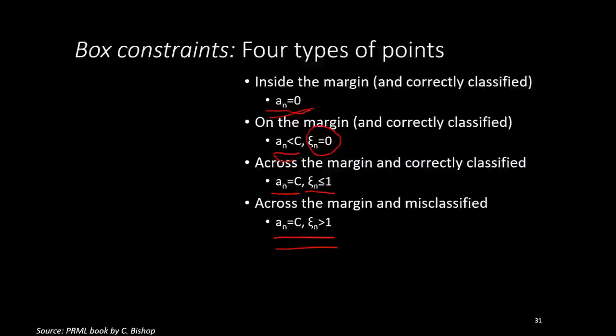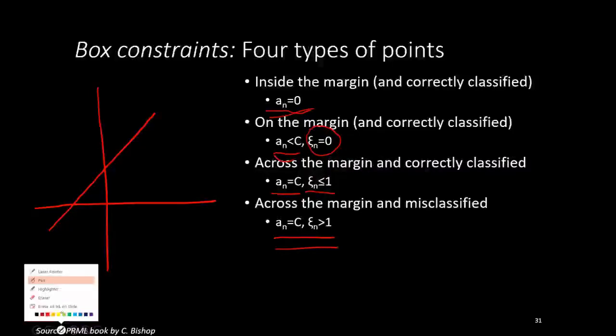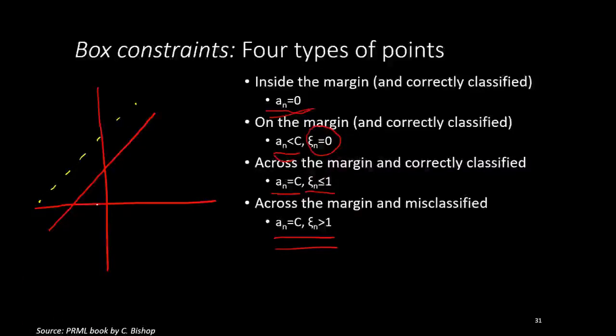Okay, so to write it more concretely, let's say these are your axes, and this is your decision boundary, and this is the margin, and let's say this is the positive side, this is the negative side. Let's just talk about positive points. For positive points, here alpha is equal to 0. The points on the boundary are these points for which alpha is not 0.